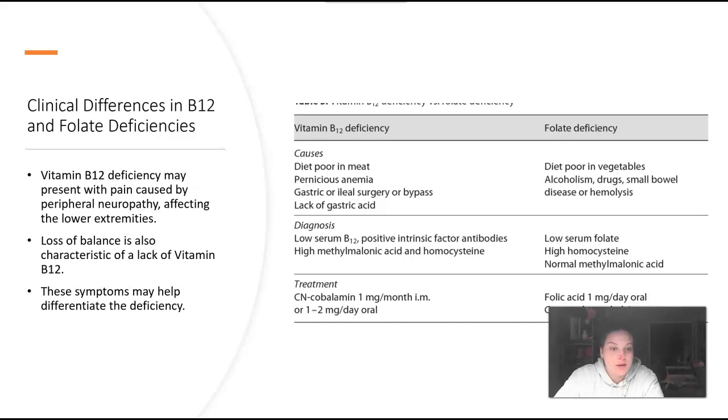We can say that this patient is experiencing a vitamin B12 deficiency because of the neurological symptoms, the neuropathy, and loss of balance that this patient is experiencing, as well as the gastrointestinal issues.